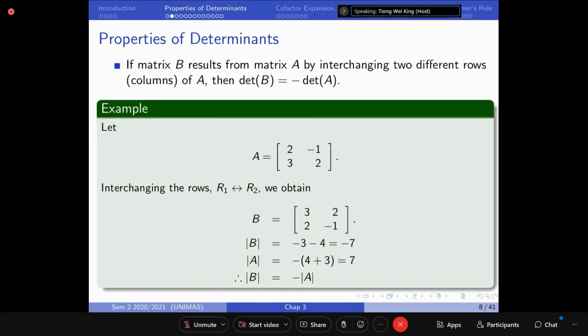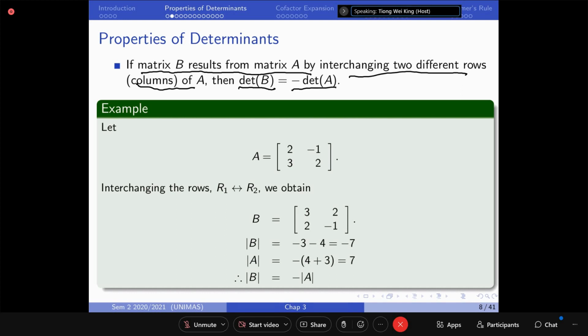The second property: if a matrix B results from matrix A by interchanging two different rows or columns of A, then the determinant of B is equal to negative the determinant of A.